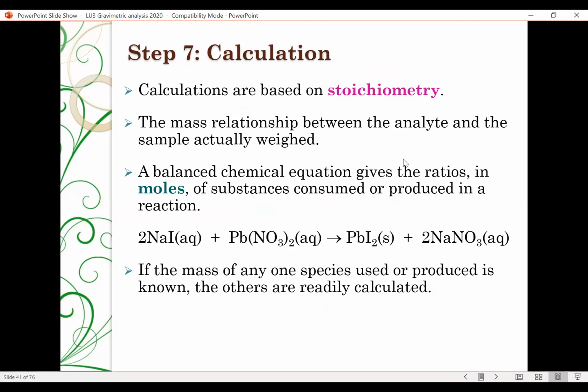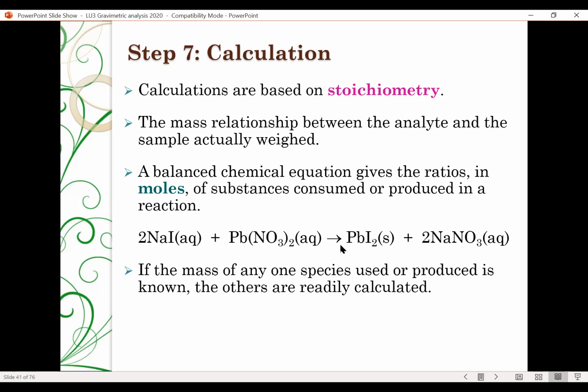All calculations dealing with gravimetric analysis are based on stoichiometry calculation. So you need to establish the mass relationship between the analyte and the sample actually weighed. Normally you have to balance the chemical equation and determine the moles, and from there you determine the mass of any species and so on. These are the things that we are going to cover in our next lecture.